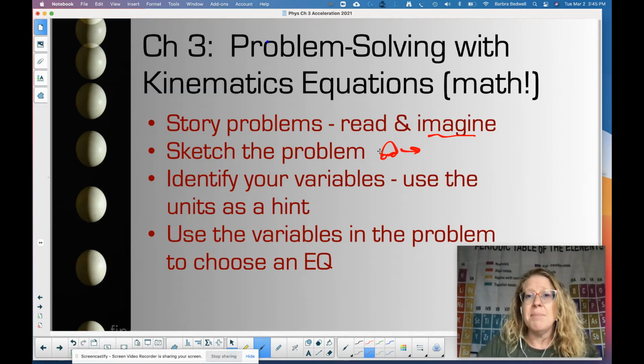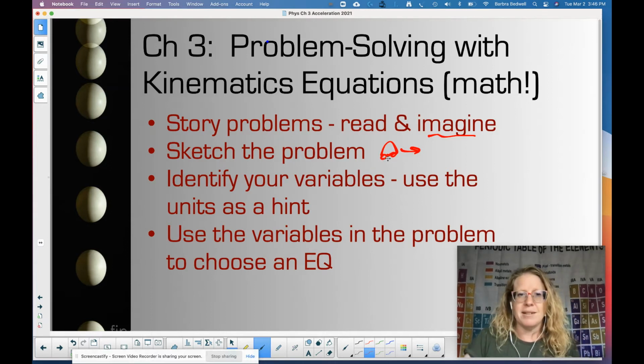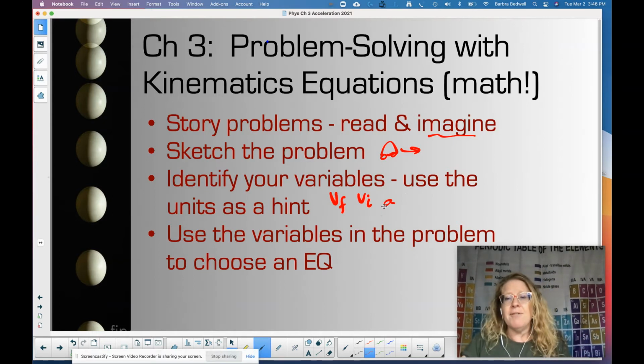This will catch a lot of issues with negative signs that students have, when they forget to include things like that. Identify your variables. Do you know what VF is? Do you know what VI is? Do you know what A is? That's what I'm talking about by identify your variables. Start to figure out what the pieces are and what they're called.